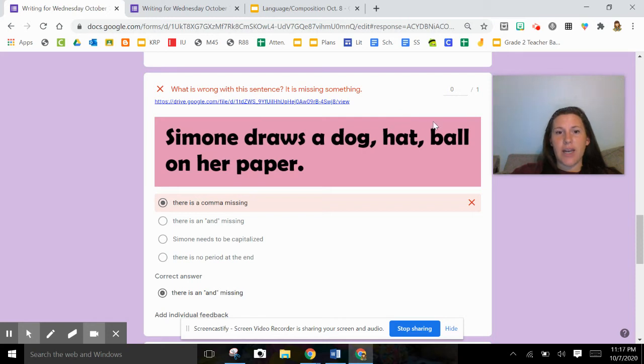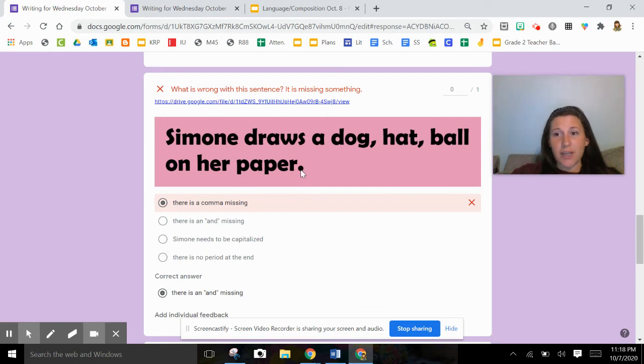We know that it's missing an and right there. We know that there's not any commas missing, which is what this person picked. There's no commas missing, and if you would have done your 1, comma, 2, comma, and 3 saying, then you would have figured that out. There's no period at the end.